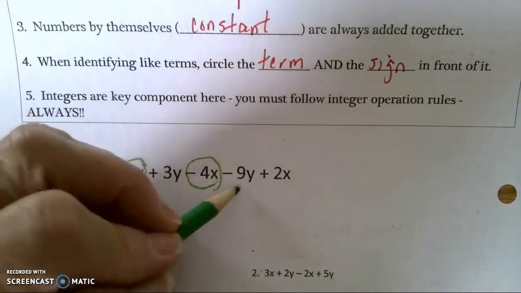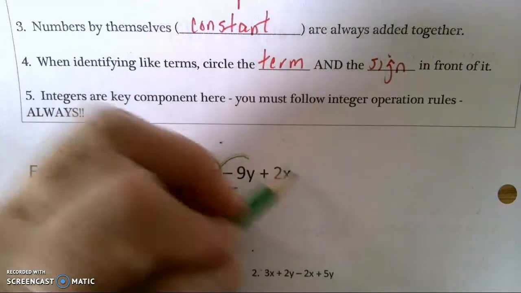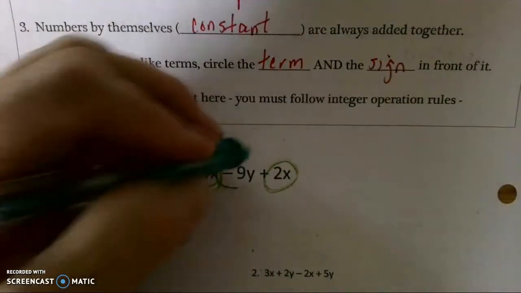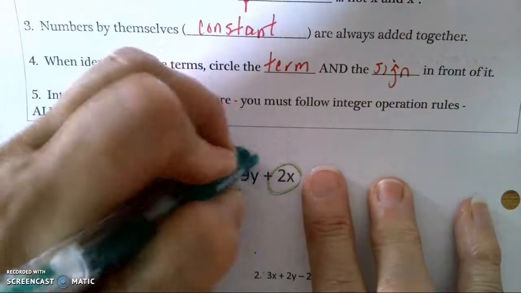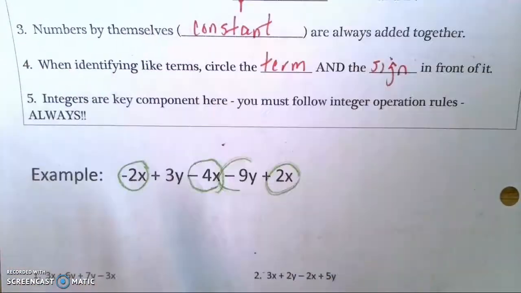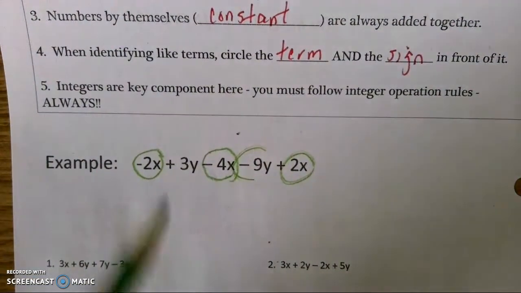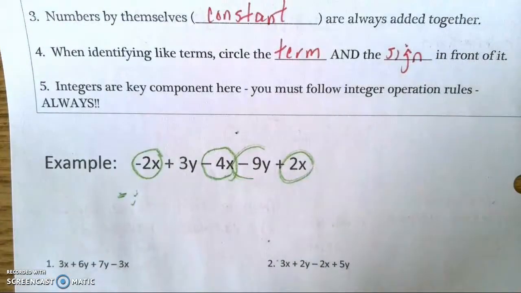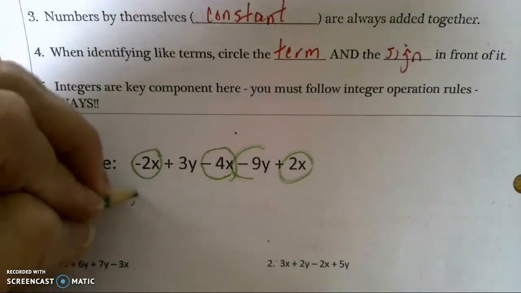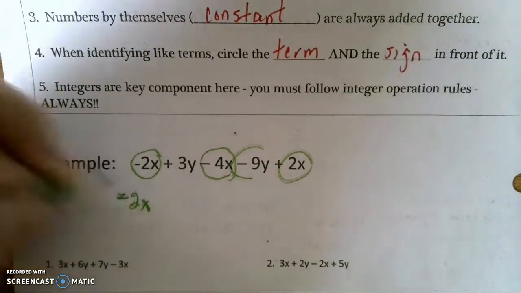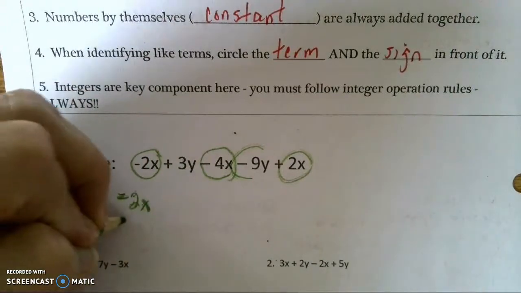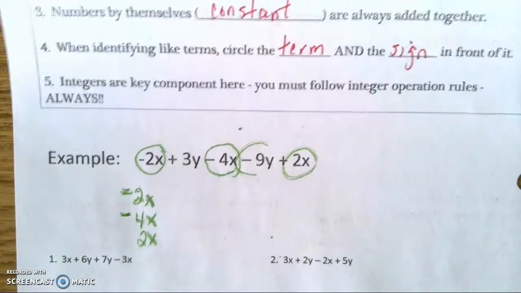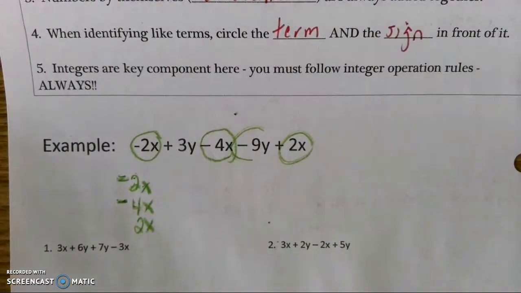And notice that I am circling all of those with an x. I started to circle the 9y, but it's not a like term. So I have negative 2x. I have negative 4x. And I have positive 2x. Right? Those are my like terms.